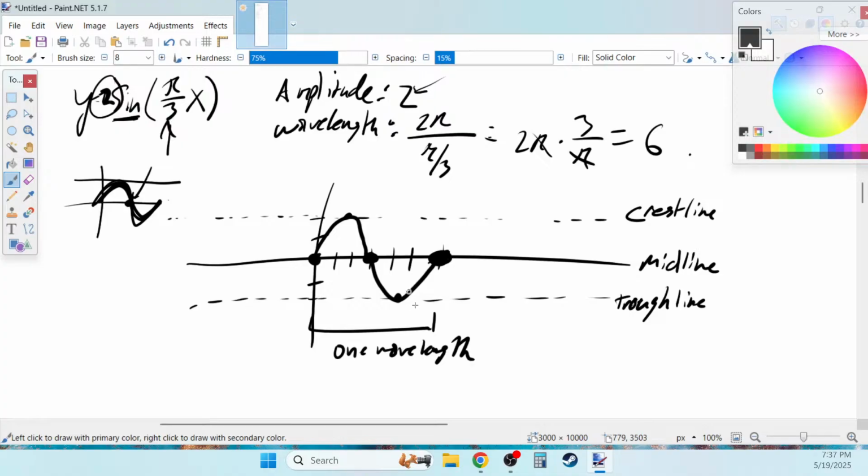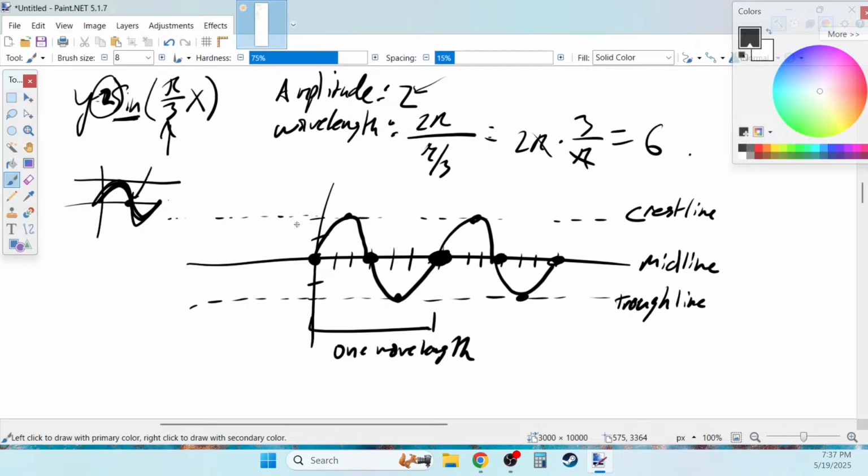Often we'll be asked to graph 2 wavelengths, so we're going to count 6 more. And halfway gives us the midpoint. Halfway between that gives us the crest. Halfway between those gives us the trough. We connect those. And there we have 2 wavelengths of the graph.